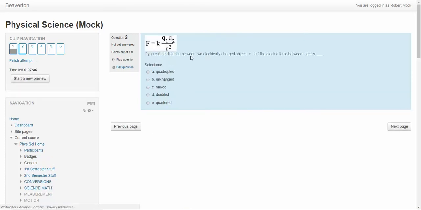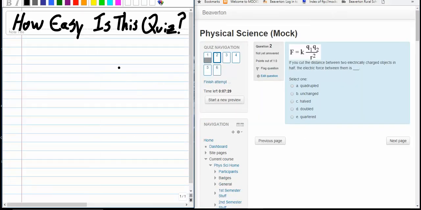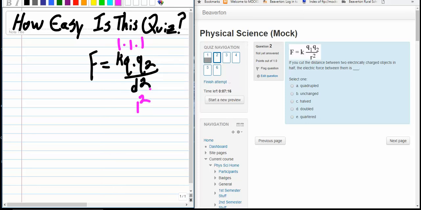If you cut the distance between two electrically charged objects in half. Okay, so basically we're starting off with the equation, and first we're going to put in ones for everything, even the constant. If we go 1 times 1 times 1 over 1 squared, we get 1. But now the important part is we're going to make a change. We're going to compare that 1 to something else. And it says we're going to cut the distance in half.